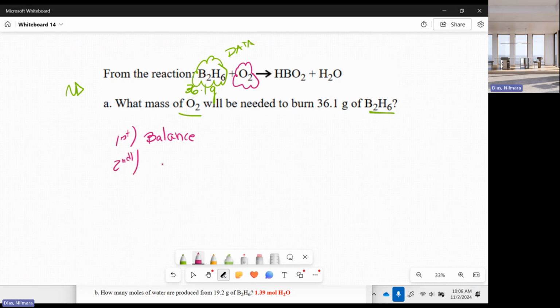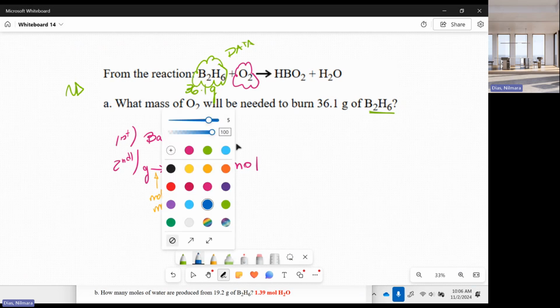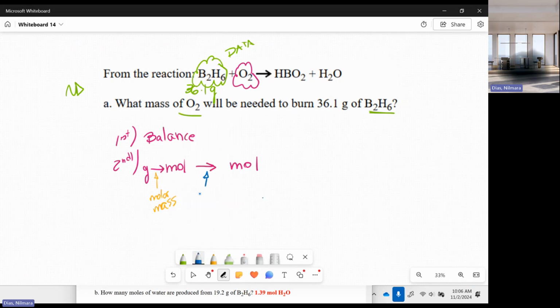Second thing that you need to remember, in stoichiometry we're gonna go mole to mole. So we cannot ever start with grams. If we have grams, we need to get moles, and to get moles, we're gonna need molar mass. And if you need to find the number of moles of any other product or reactant, what you're gonna need to do is use the mole ratio of the equation.